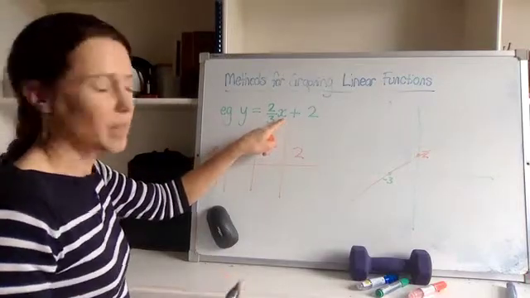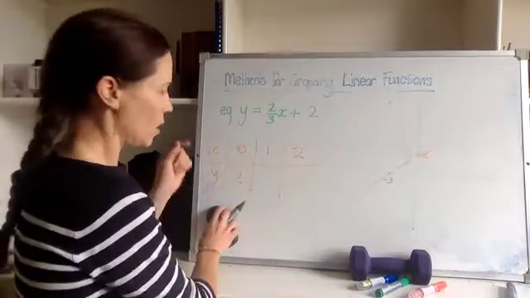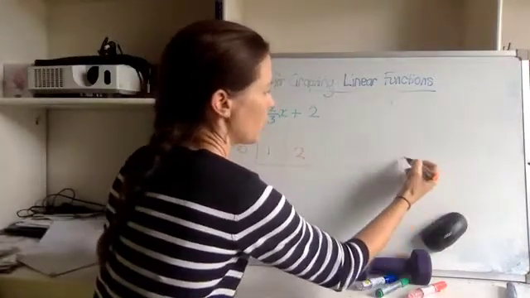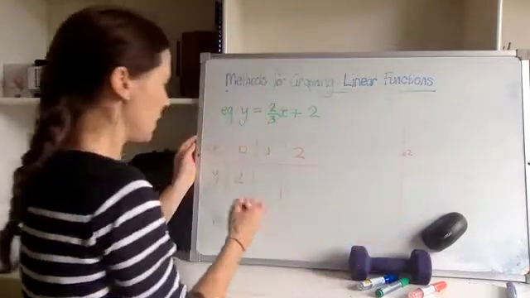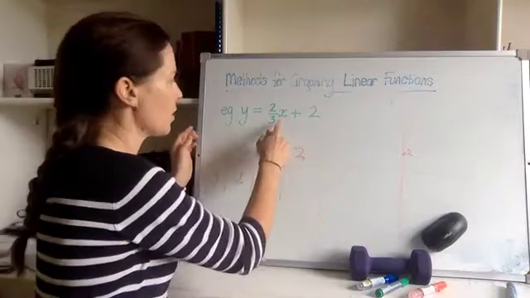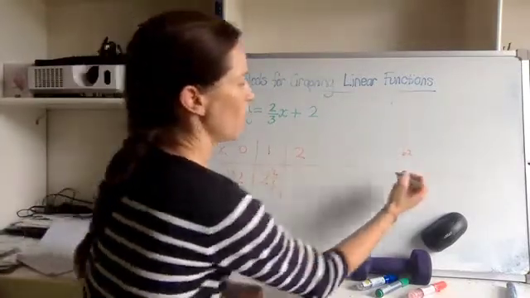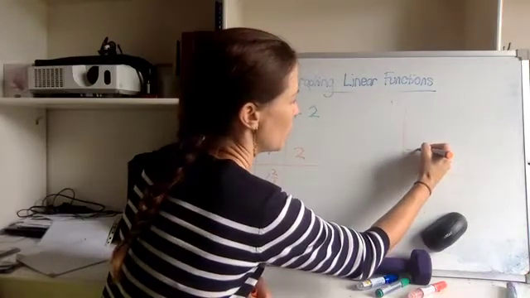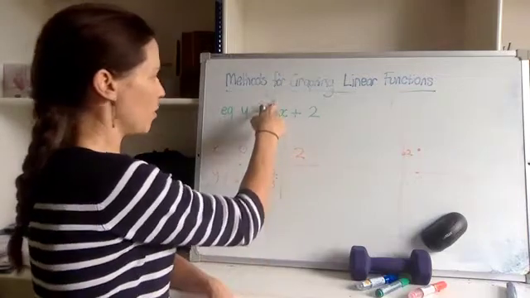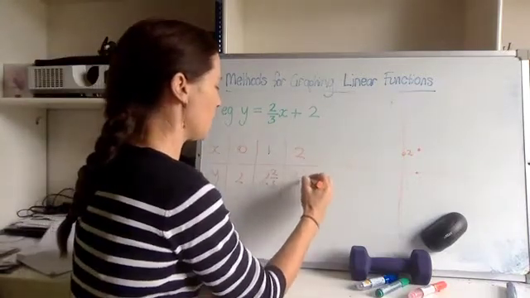2/3 of nothing is nothing, plus 2 is 2. So that gives me the point 0, 2. So if over here I hadn't graphed anything at all, I could say, right, I've got 0, 2, that's there. And now when x is 1, I've got 2/3 of 1, that's 2/3. 2/3 plus 2, that's 2 and 2/3. So I've got the point 1, 2 and 2/3, and that's going to be there somewhere. And then when x is 2, I've got 4/3 plus 2, and that gives me 3 and 1/3.